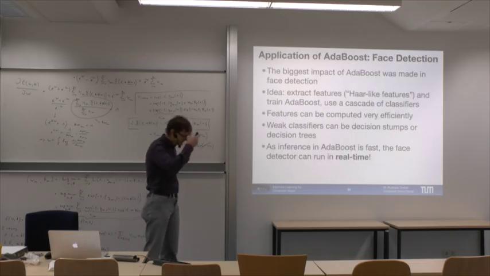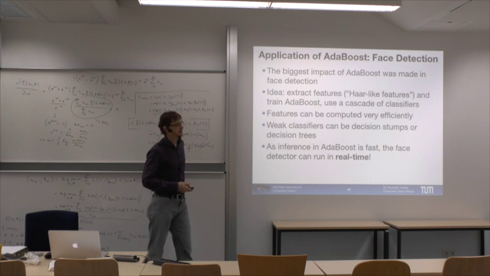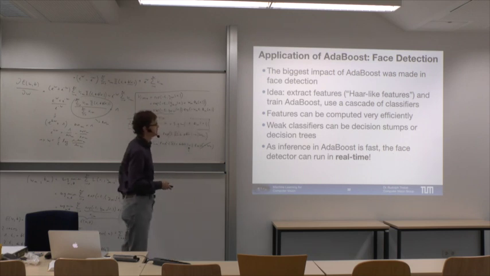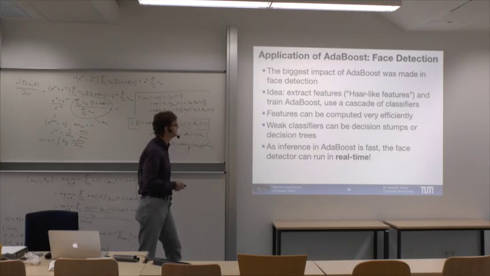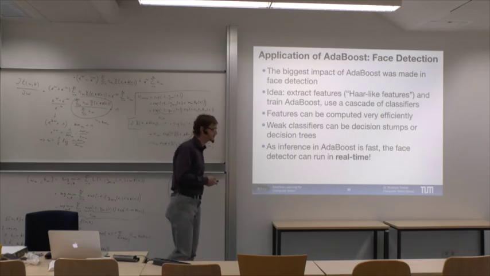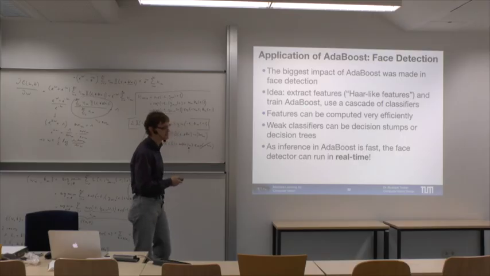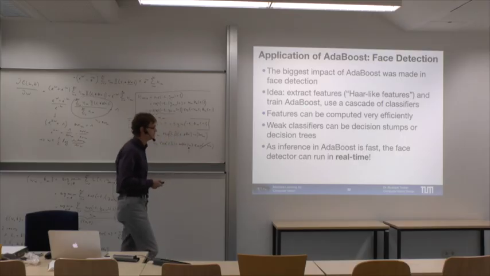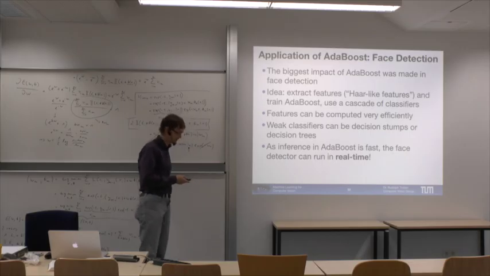Okay, let's go a bit more into applications. As I said, AdaBoost has been used for face detection, and this was probably the biggest impact that AdaBoost had. The idea is to extract some features from the images. We use so-called Haar-like features, and train AdaBoost on these features, and then use a cascade of classifiers. Features can be computed very efficiently. I'll show you how we can compute this efficiently.